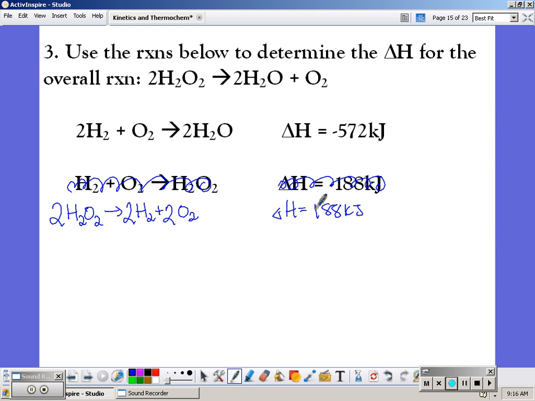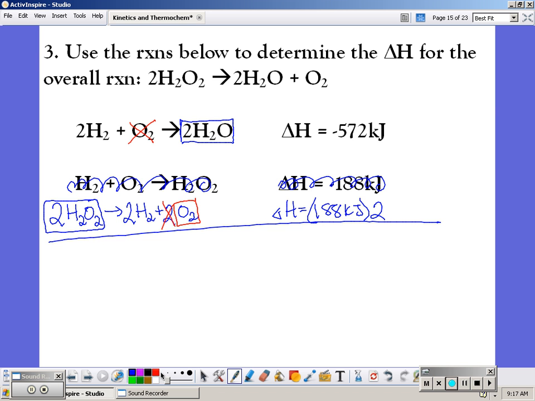So now I have my reactant. My first product is 2 waters, which is sitting right here, and I need 1 oxygen. I have oxygens in both of my reactions. This 1 oxygen as a reactant will cancel 1 as a product, leaving me that 1 oxygen I need as a product. I have 2 H2s as reactants and 2 H2s as products, so those would fully cancel, leaving me with 2 H2O2 going to 2 H2O and then 1 oxygen.